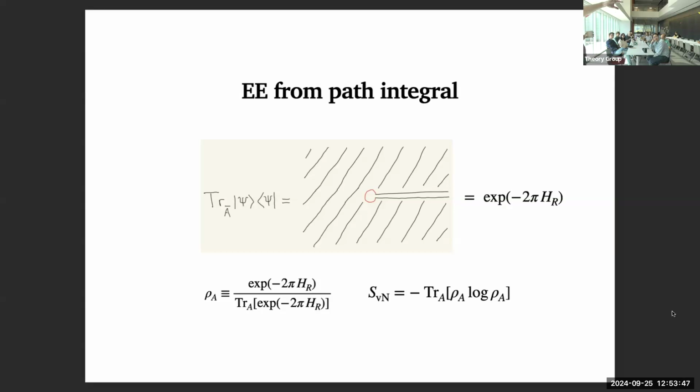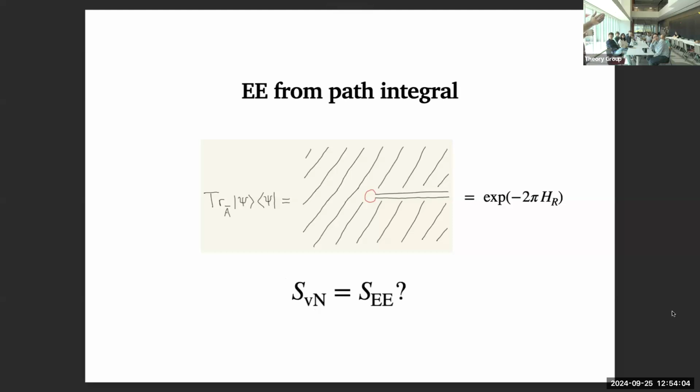So this path integral here really does correspond to e to the minus 2 pi Rindler generator, and then you normalize that so that it has unit trace to define the density matrix, and then you can compute trace rho of that density matrix. Yeah, but the question is whether that von Neumann entropy for that density matrix is equal to the entanglement we were originally trying to compute.